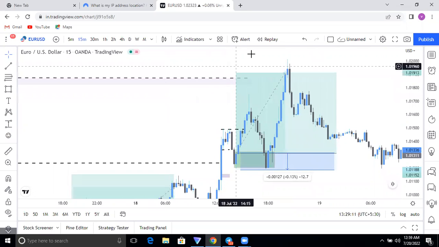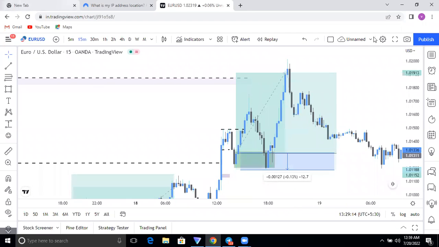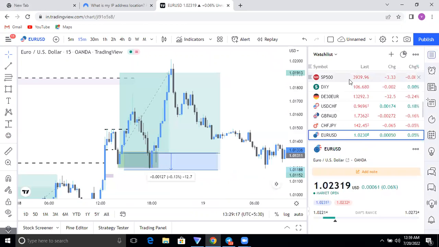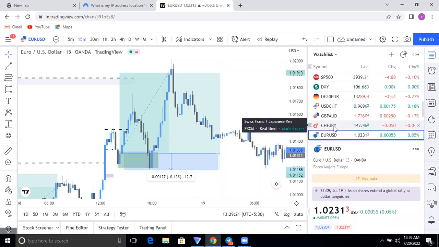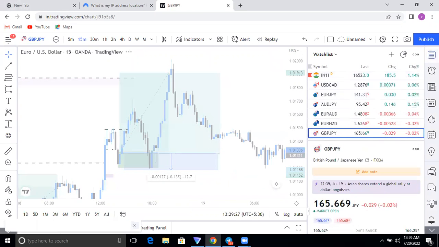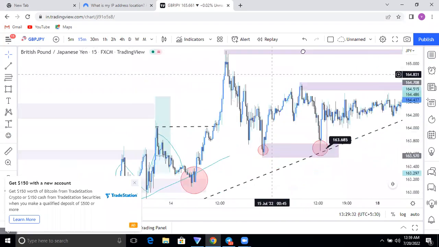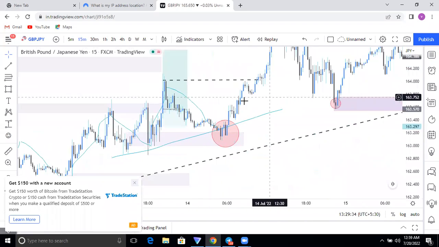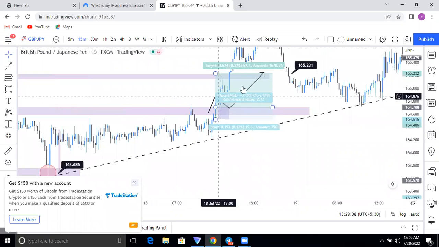So moving on, we had CHFJPY. I think we took GBPJPY. Yes, and I think I've explained that to everyone. So this was the previous trade to the GBPJPY. I think we took another trade around here.